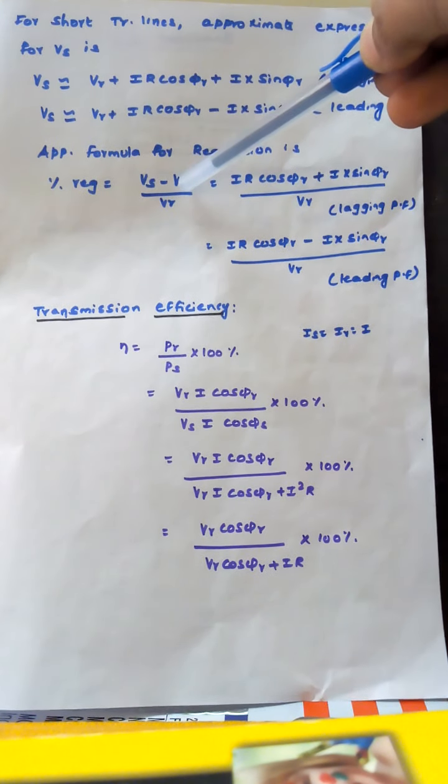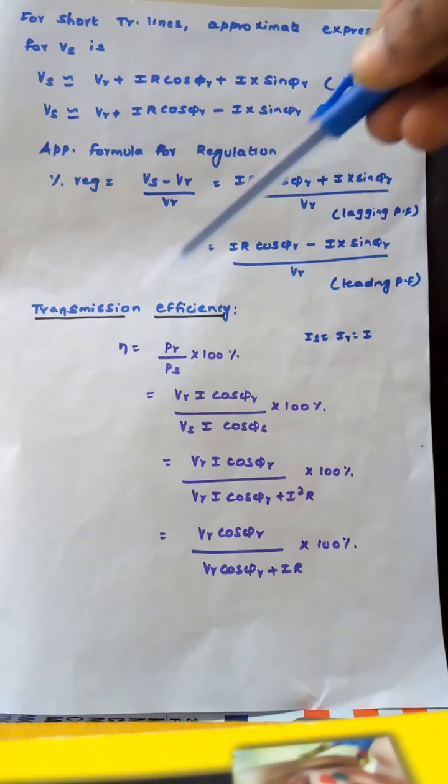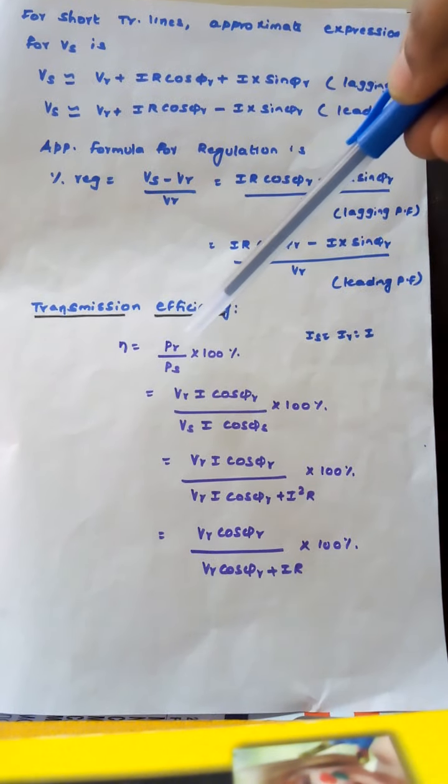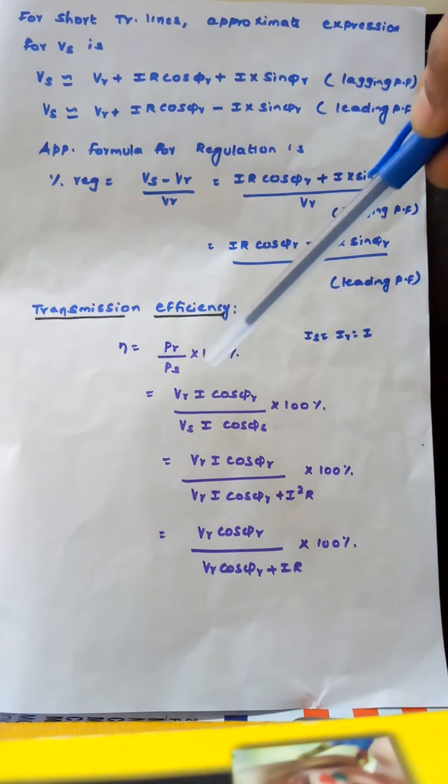So this Vr and minus Vr will get cancelled. This is for leading power factor. And the transmission efficiency we can write as PR divided by PS. It is the receiving end power divided by the sending end power into 100.